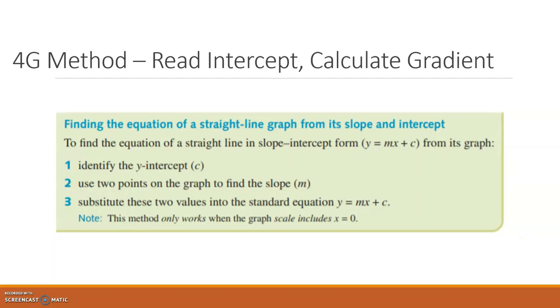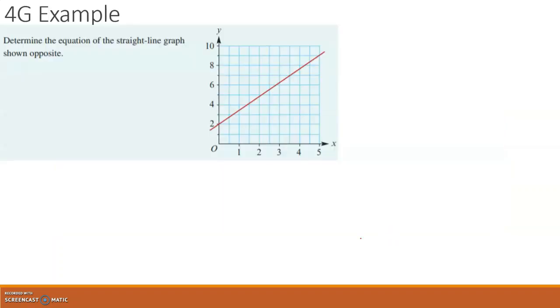So for the 4G method, like we said, we identify the y-intercept and that gives us c. Then we use 2 points on the graph to find the slope and that gives us m. And then we're actually finished. All we have to do is rewrite y equals mx plus c, but we replace m with the slope and we replace c with the y-intercept that we've found. So let's take a look at that in an example now.